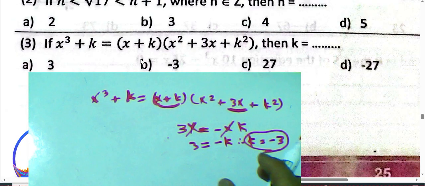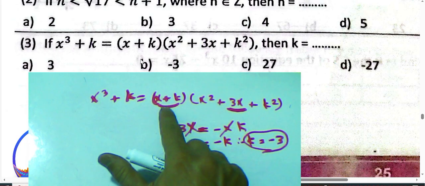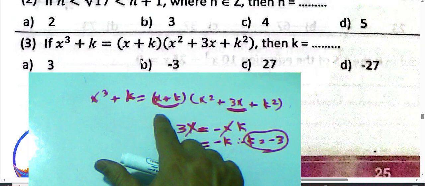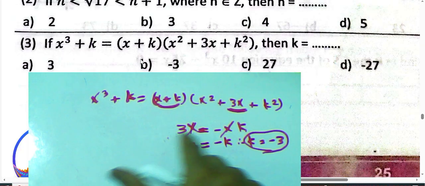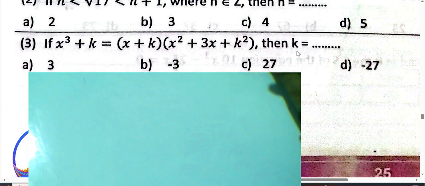Understood? Again, look at the middle term, 3x. How can we find k? By multiplying k by x and changing the sign. Then negative xk equals 3x. Cancel x by x, and k equals negative 3. Understood? Next question. Important questions.